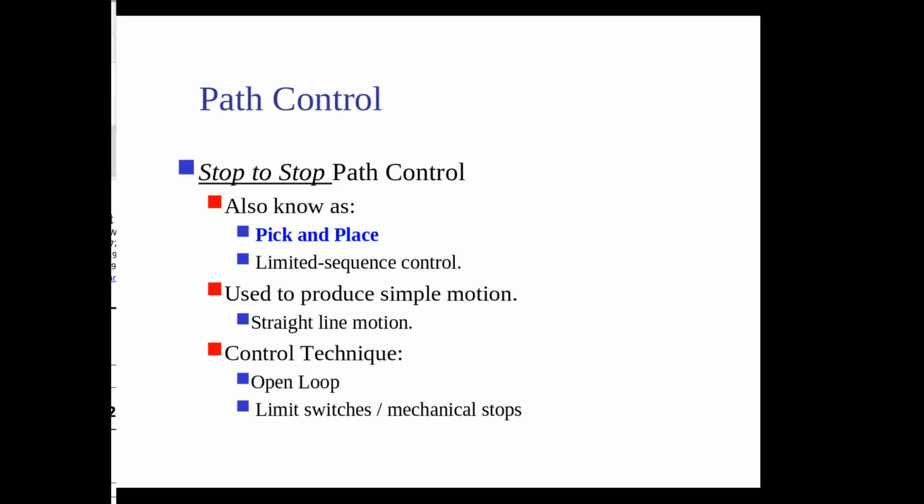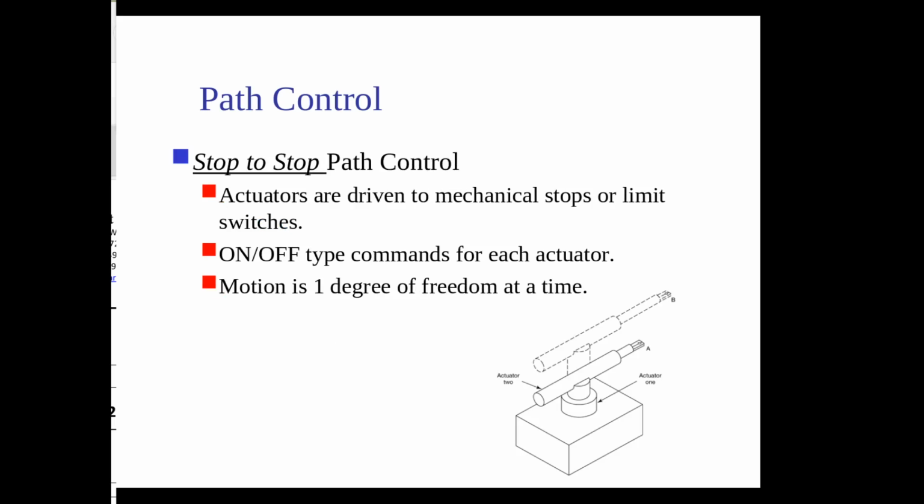Okay, stop to stop, as I said, is pick and place. It is very limited sequence control. It's really the first type, using limit switches and mechanical stops that we talked about. That was primarily first generation type robots. Okay, but some modern robots that don't need to be too complex can also use it. The actuators are driven until they reach a mechanical stop or a limit switch. It's either on or off, and usually the motion is just moving in one direction at a time.